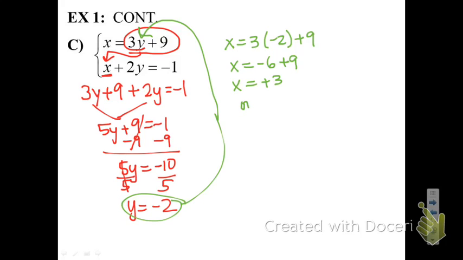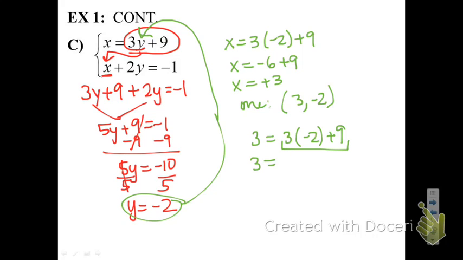So we end up getting one solution located at 3, negative 2. Now you want to check this to make sure it's true. So we put these values into the top equation. So we have 3 equals 3 times negative 2 plus 9. And we solve this side. 3 times negative 2 is negative 6 plus 9 is 3, so it checks in that one.